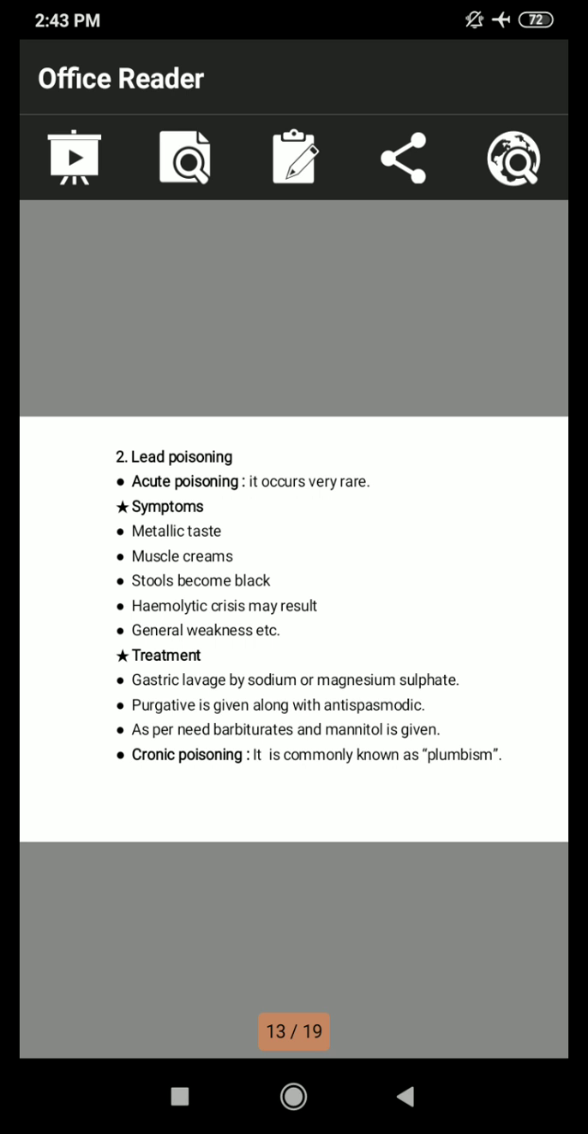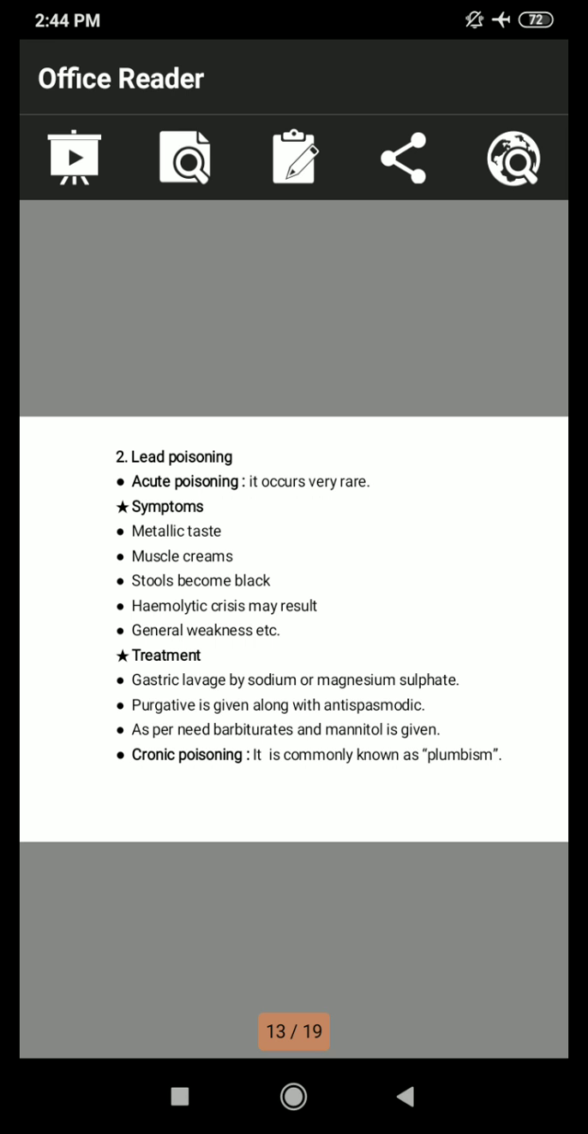Acute poisoning is rare. The homicidal and suicidal cases are not seen. Then symptoms: metallic taste, muscle cramps, stools become black, then hemolytic crisis may result, then general weakness, etc. Then treatment: gastric lavage by sodium or magnesium sulfate, then a purgative is given along with antispasmodics. Then as per need, barbiturates and mannitol are given.